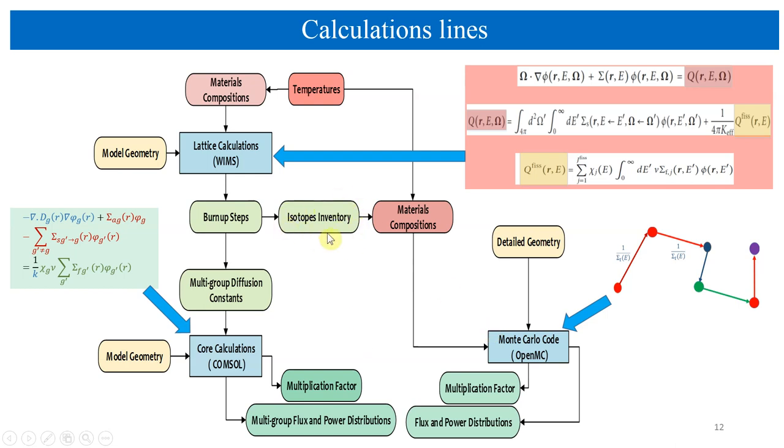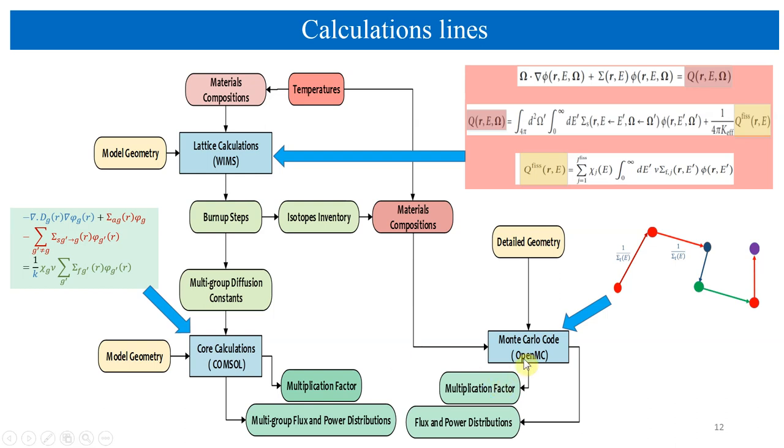Also, we can introduce these isotopes inventory, the material composition, in the material card of OpenMC, and we can get the multiplication factor and the flux and power distributions as well. Why did I build two separate calculation lines? We will see later the advantage of using the first one or the second one. But mainly, we can solve the diffusion equation first. It's very fast and we can get a reasonable result to follow up the core, starting from designing the core, from core number 1 until we reach the equilibrium core or the end of lifetime of the reactor. Since it's a very fast calculation, we can rely on it to follow up the reactor and make the necessary modifications.